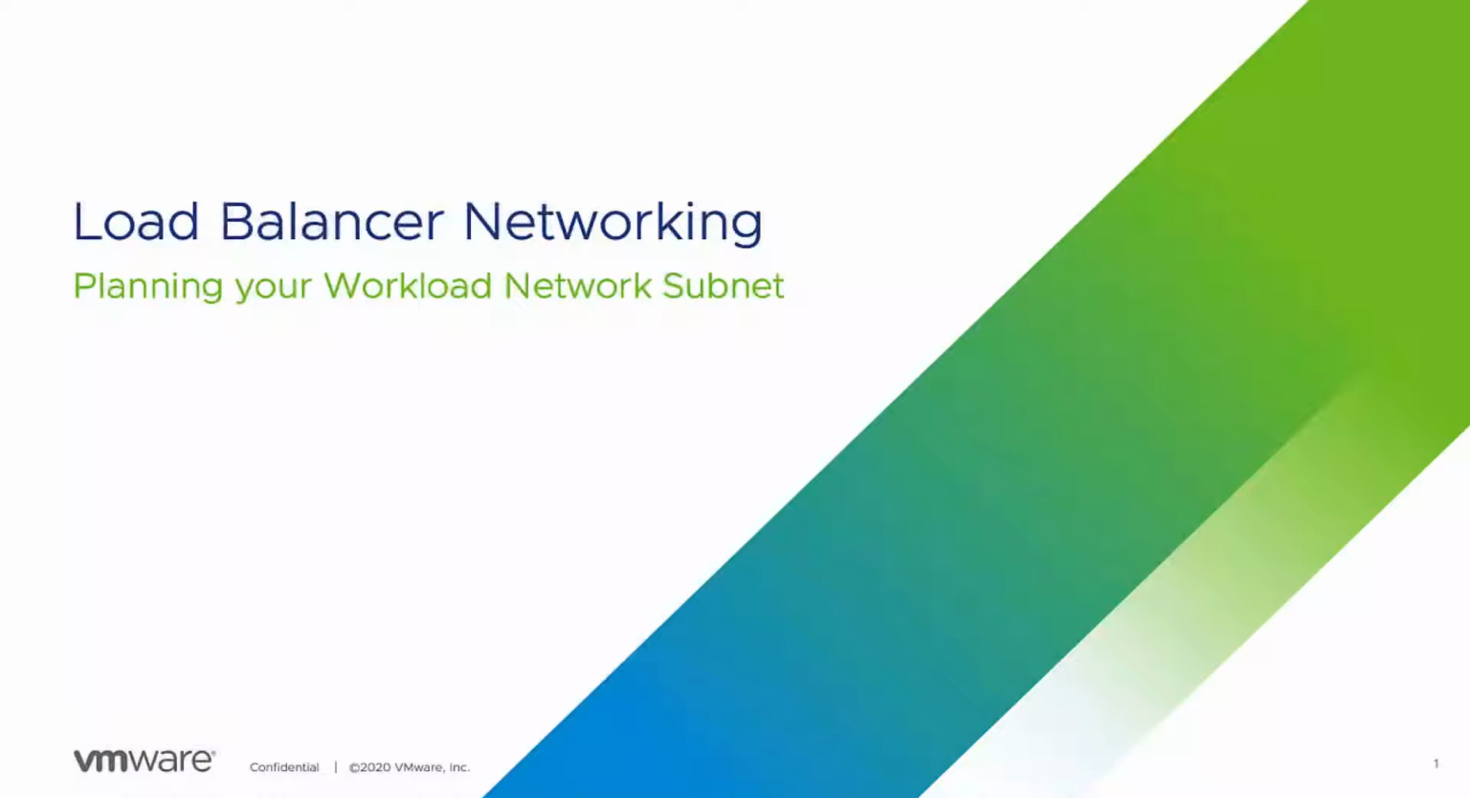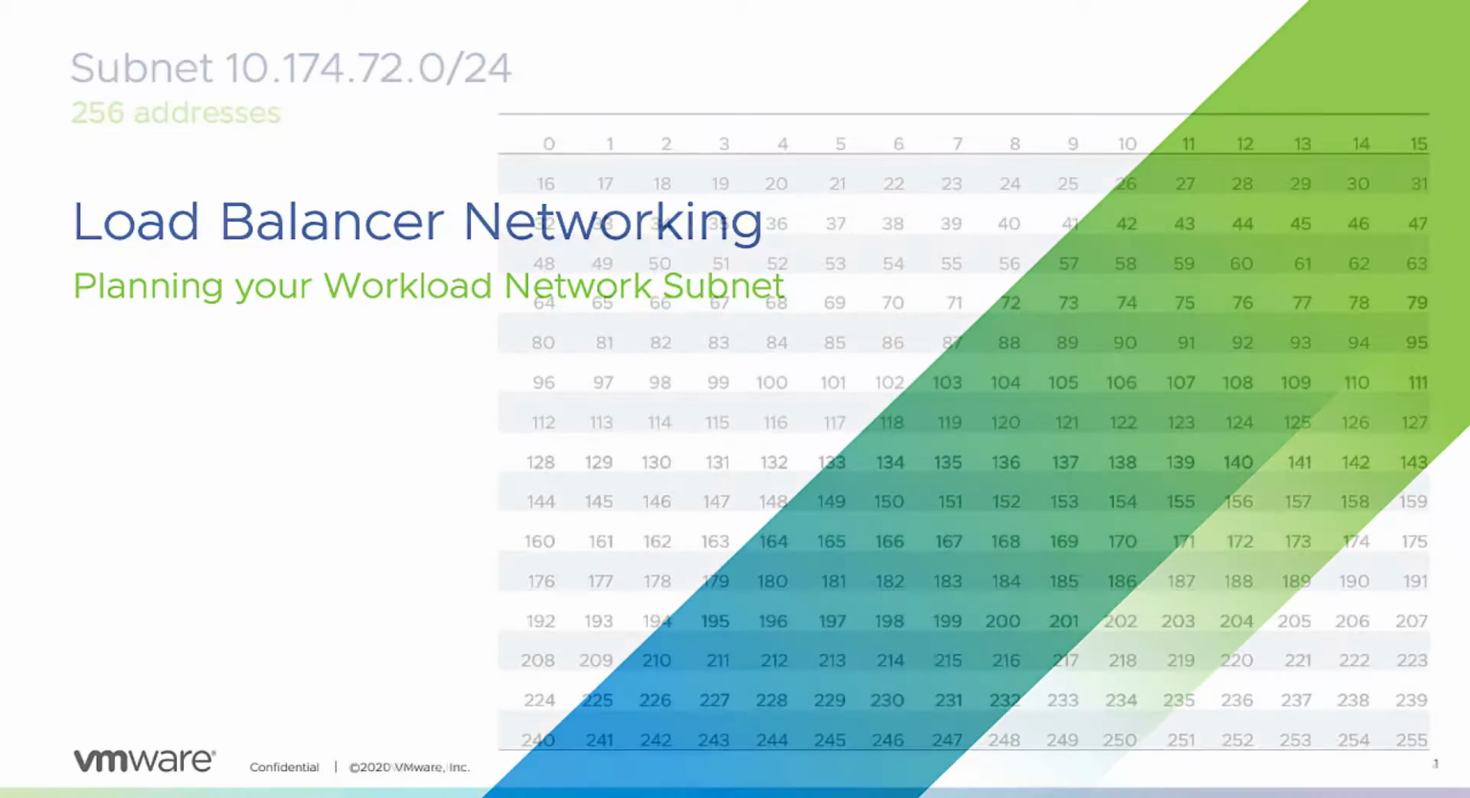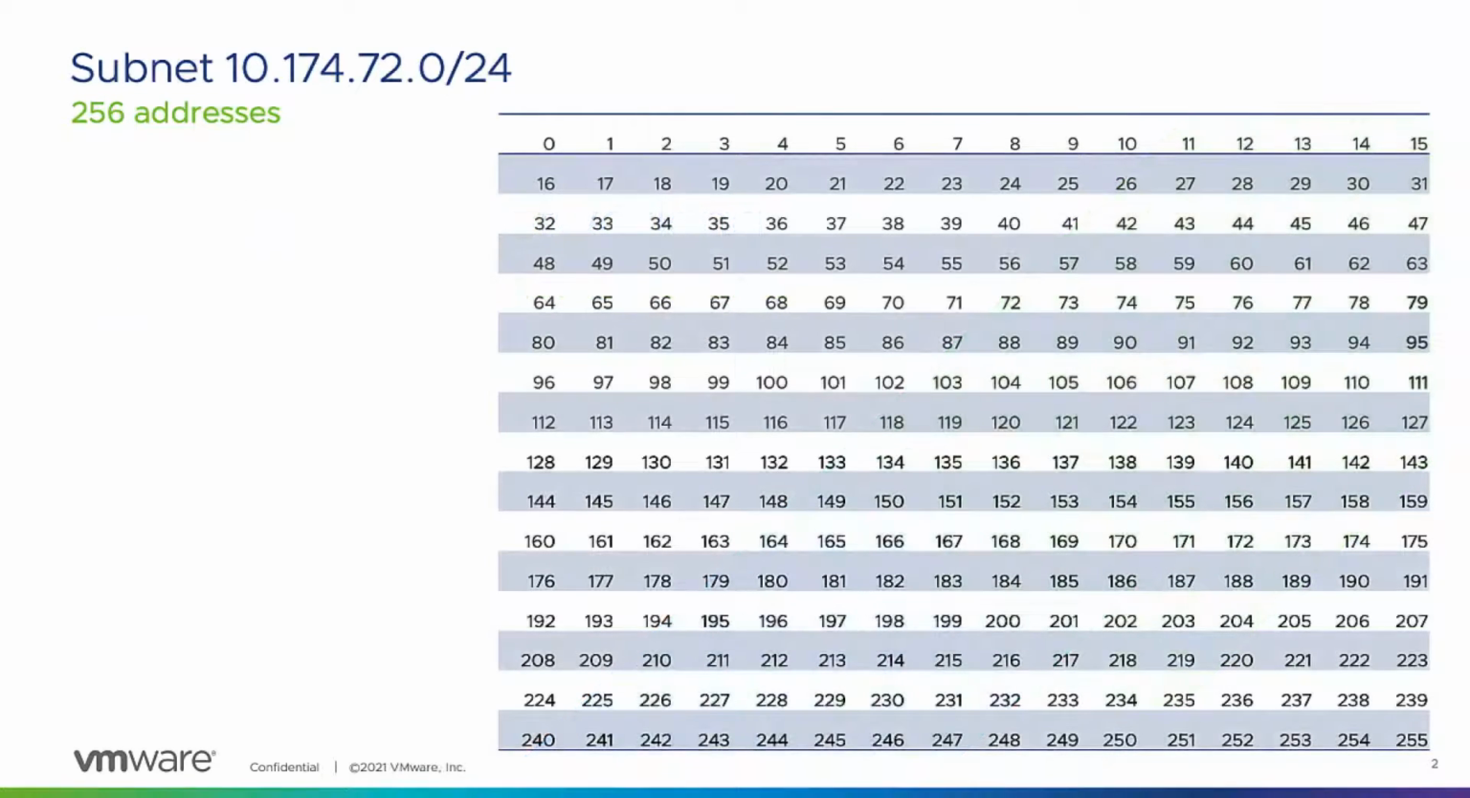In this video, we're going to go over load balancer networking, specifically planning your workload network subnet. This is critical to a successful deployment of vSphere with Tanzu. We're going to start off with a subnet, a /24 CIDR address, 256 addresses. This should give us enough addresses for workload networking and virtual IPs.